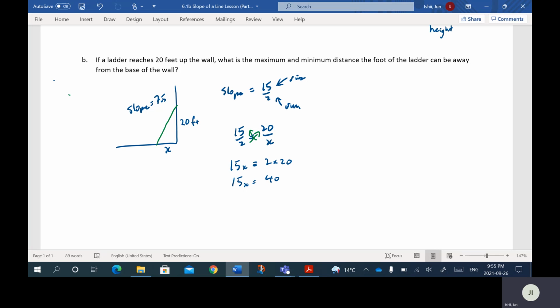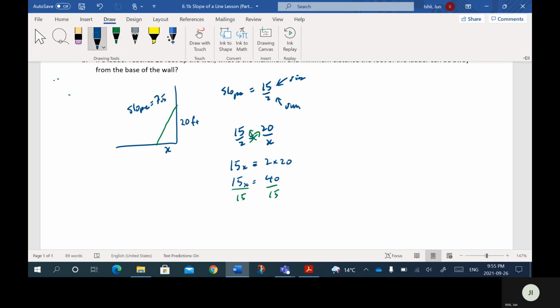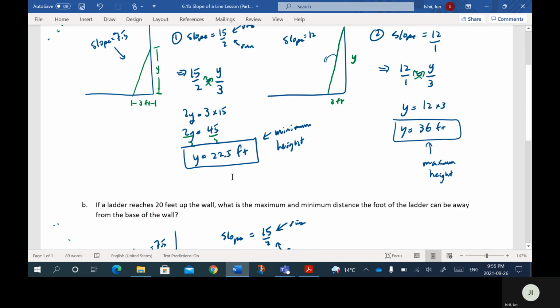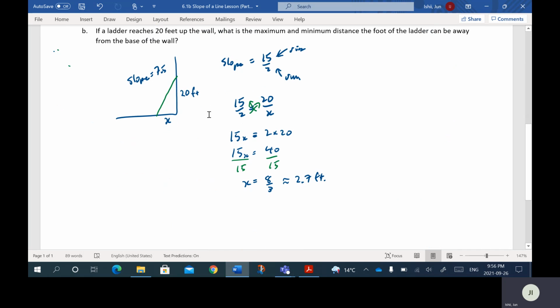Now if I divide both sides by 15, x is going to equal 40 over 15. Now this I can reduce to 8 over 3, which as a decimal is approximately 2.7, since 8 divided by 3 is 2.7. Okay, so that is going to be the farthest it can be. So obviously if I work out the other one, the slope of 12, it's going to be a steeper ladder, it'll be closer.